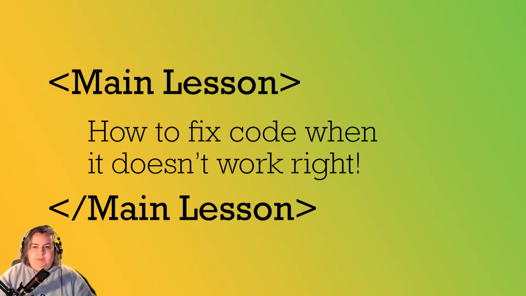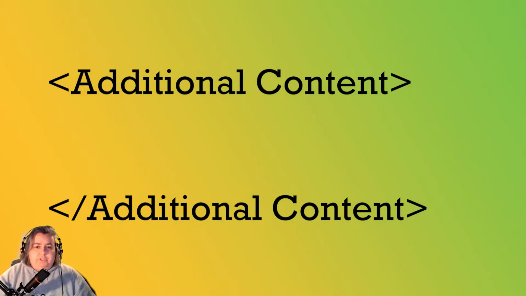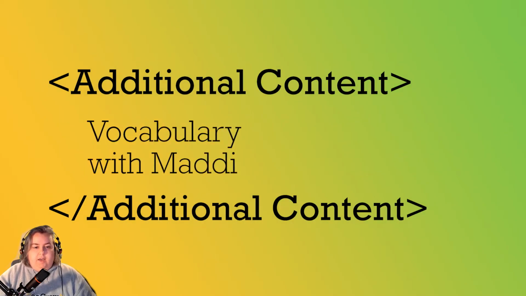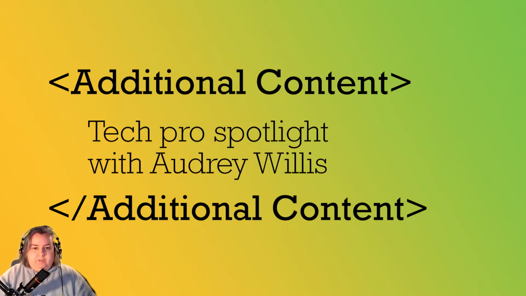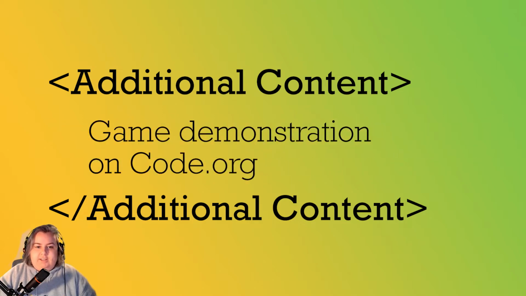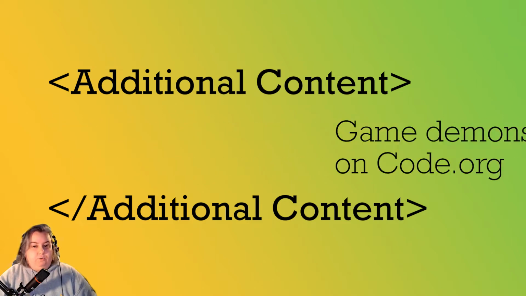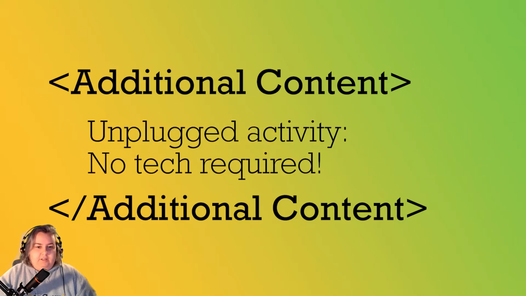Our main lesson is going to be all about finding and fixing errors in our programs, because as humans, making errors is inevitable. It's just part of being a person. So first, we're going to go over today's vocabulary. Then we're going to meet a local tech professional named Audra Willis, who is a co-founder of CodeCrew and the manager of innovation and performance analysis for Shelby County. We're also going to check out a demonstration of a game that I made on code.org, and we're also going to see an unplugged computer science activity that you can do at home without any technology at all.